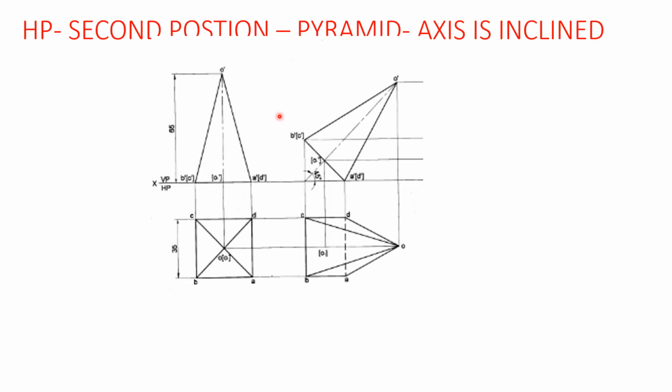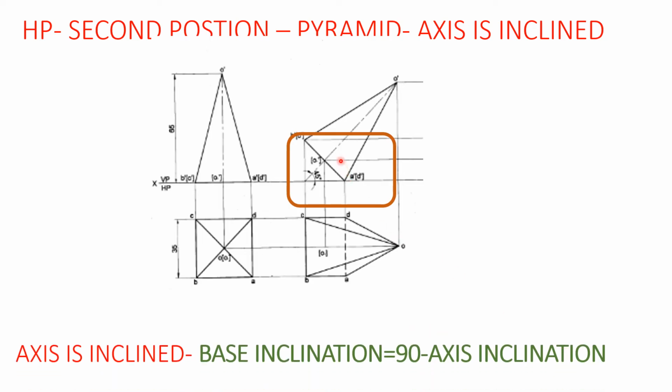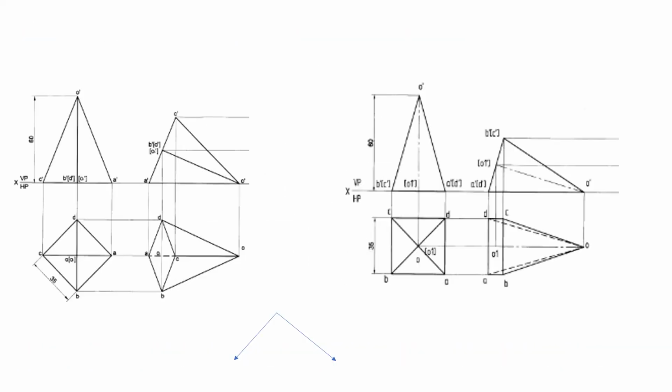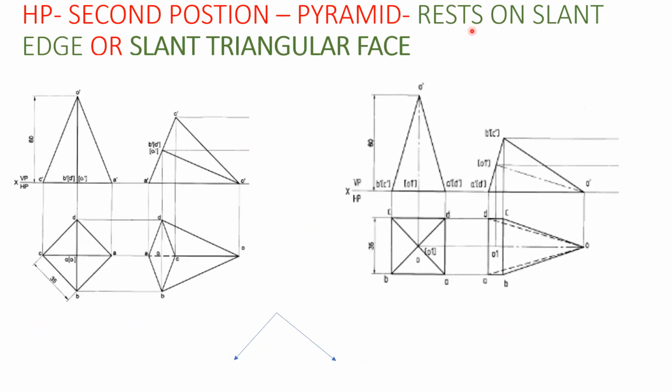When it comes to a pyramid, we again have the same first option, the axis inclined, where we use again base inclination equal to 90 minus the inclination. You can see it here. That's one option in the pyramid, and there are two other very important parameters in the pyramid. One is rests on a slant edge and the other is rests on a triangular face. Here they don't give inclination with respect to the HP. Instead, they will say it is resting on a slant edge or a slant triangular face. In such cases, they don't even mention the first position, whether it is resting on a corner or resting on an edge.